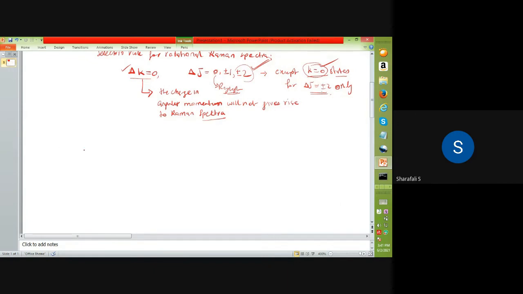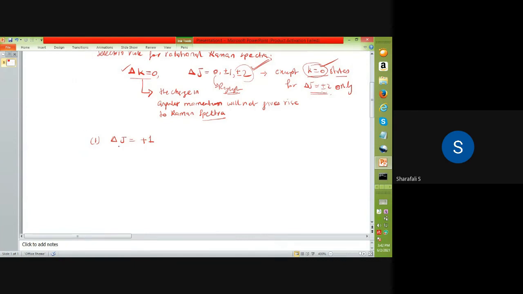Okay, so now we have two different cases. In the first case, let's consider delta j equal to plus 1. In this case also we are not considering the negatives, which means that we are considering only the upper to lower, upper minus lower transition, which is equal to positive. We are considering the transition which is upper minus lower, and that has to be positive. That positive case only we are considering, as we discussed in the case of the rotational spectra.